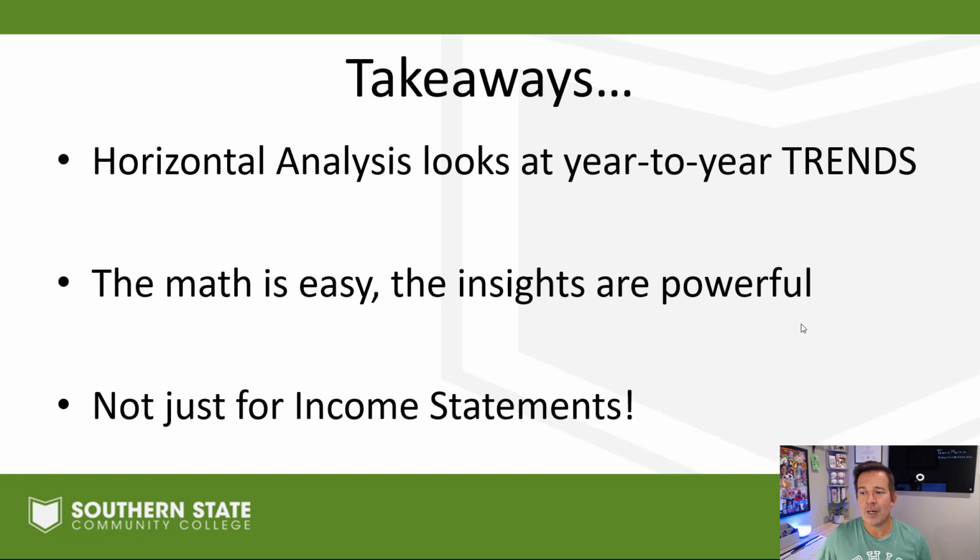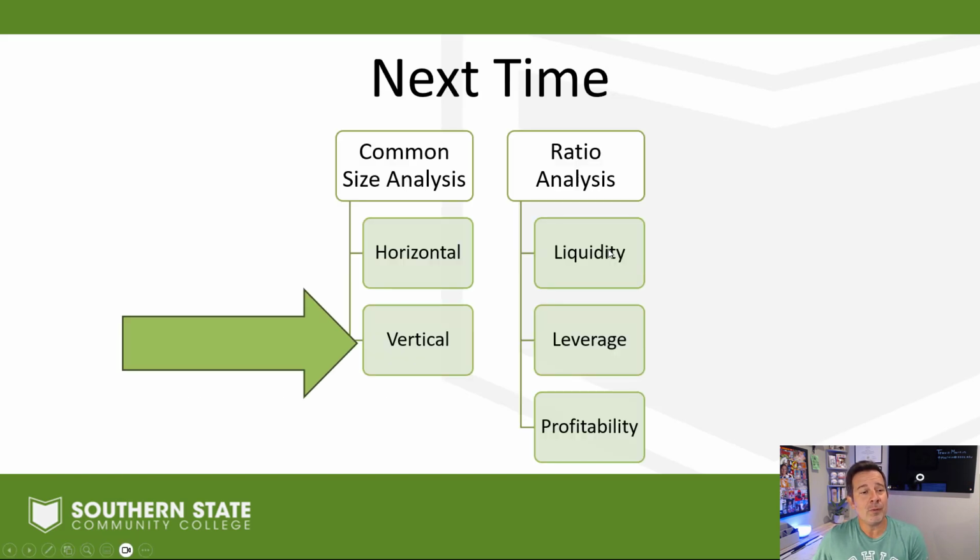In our next video, we're going to take a look at vertical analysis. Instead of going side to side on the income statement and financial statements and looking at the trends year to year, we're going to be looking up and down. We're going to be working up and down the financial statements, on the income statement and the balance sheet. And then later on beyond that, we'll get into ratio analysis. By the time it's all said and done, hopefully you have a really good handle on how to break down and analyze a financial statement.